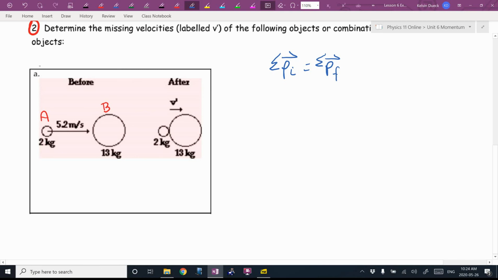Mr. Dueck, do I have to write that down? No, but for what it's worth, if it's a momentum question and you write that down, typically I'll give you a half mark just for writing that down because you recognized what the correct approach is.